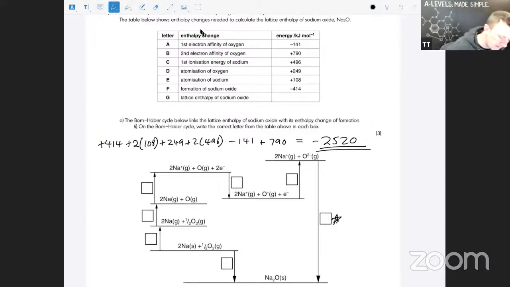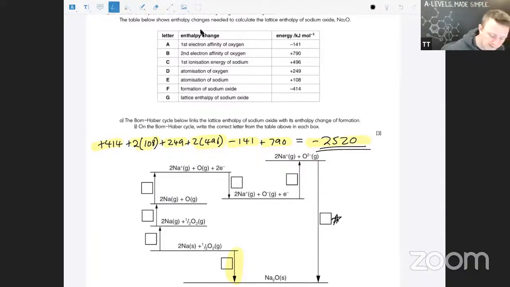Now the reason, okay, I'm going to highlight these as we go. I've inverted that arrow there to make it +414. 2 × 108 for the two sodiums that are being atomized. 249 for the atomization of oxygen. We're just using that one there. 2 × 496 for the two lots of the first ionization energy of sodium. Then -141 is the first electron affinity of oxygen. +790 is the second, and we end up with -2520.